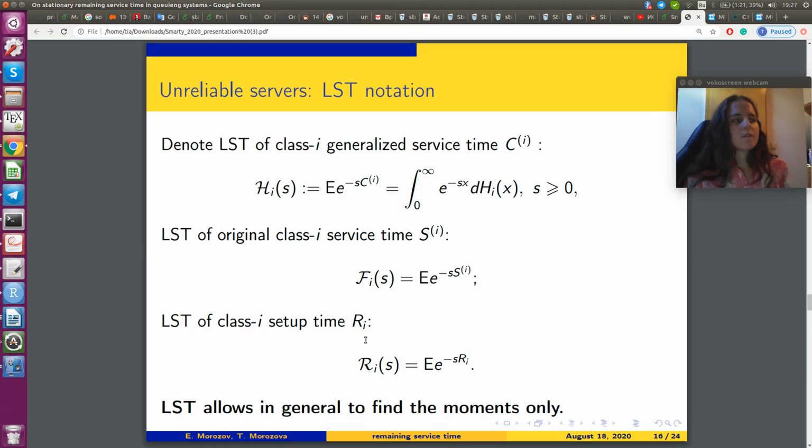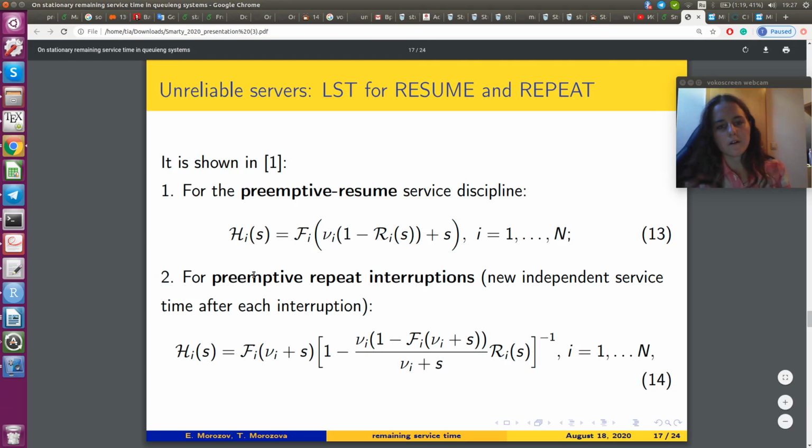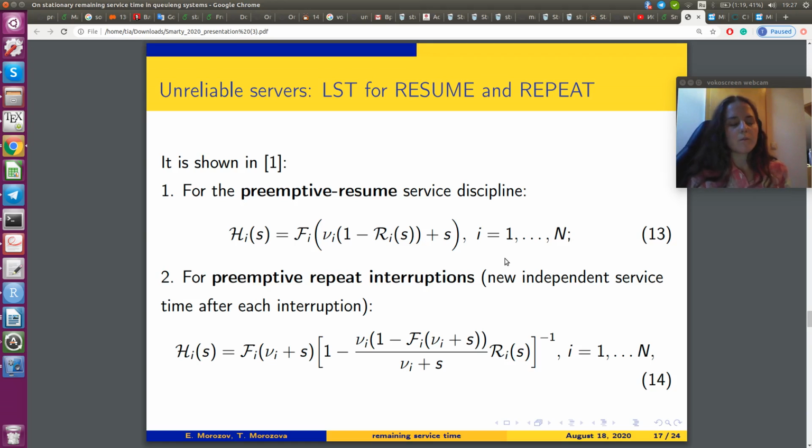Now we will show how to use the Laplace transform to find the moments of the distribution of our remaining generalized service time. There are the formulas for the Laplace transform for both of our modes, the resume mode and the repeat mode. I can note here that, as you can see, the resume mode formula looks simpler, while the repeat formula can take a while to calculate, and then the moments. It's pretty hard.